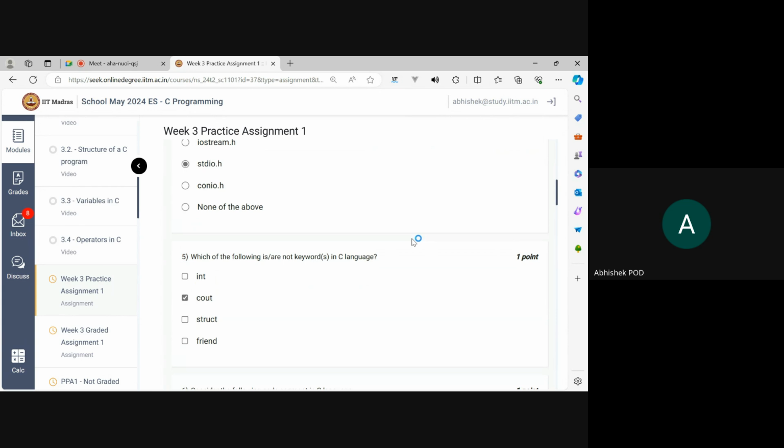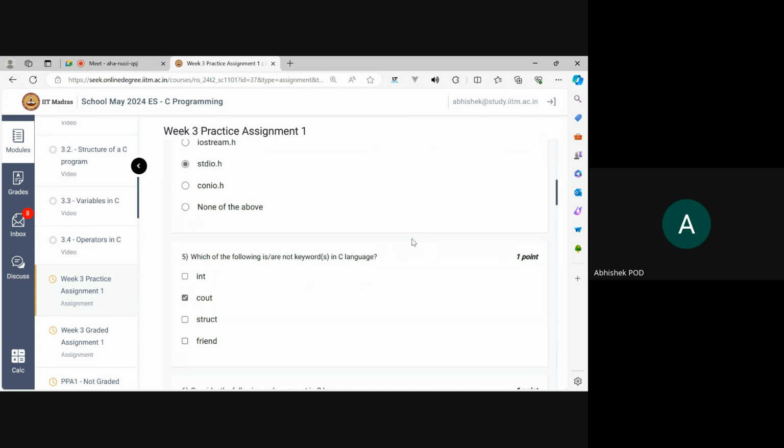Coming on to the third option, struct. What do you think about struct? Have you heard of it? It's a keyword used for structure, sir. Exactly. So far, we have not introduced these user-defined data types. Currently, we are just working with primitive data types like int, float, etc. When we reach the stage where we will be introducing user-defined data types, then we will tell you about struct. So struct is a keyword in C language, so it's not a correct option.